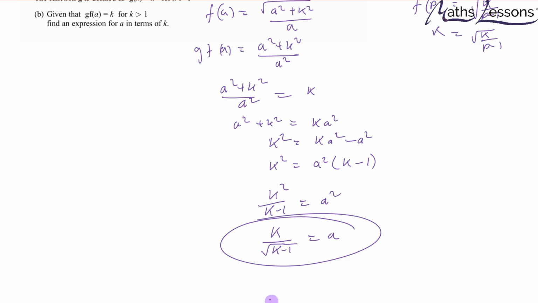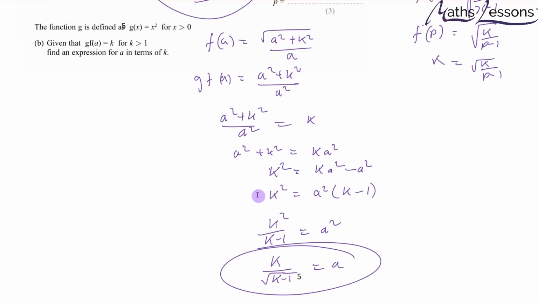So just remember what you had to do here. Find out f of a first. That's your result for f of a. Put it into g, so square it to find out what g f of a is. So do g of that after we've done f of a, and this gives you g f of a, and then it's all about the algebra from there on in.